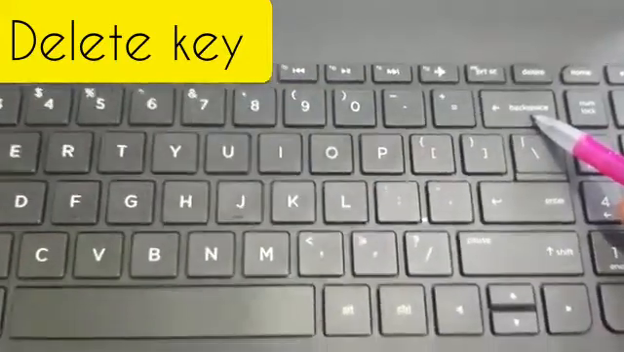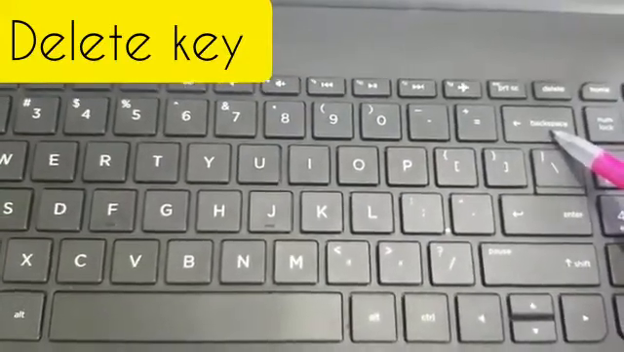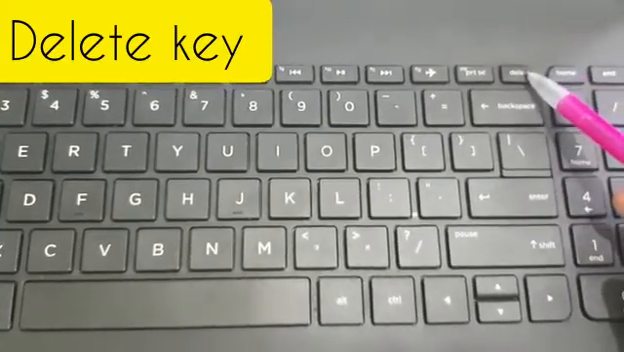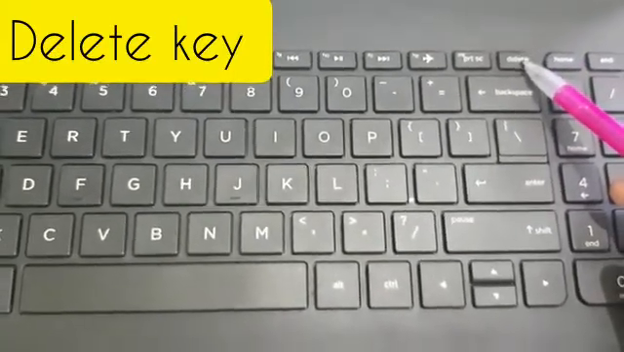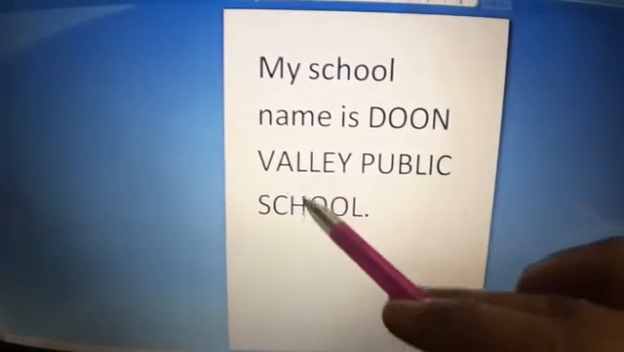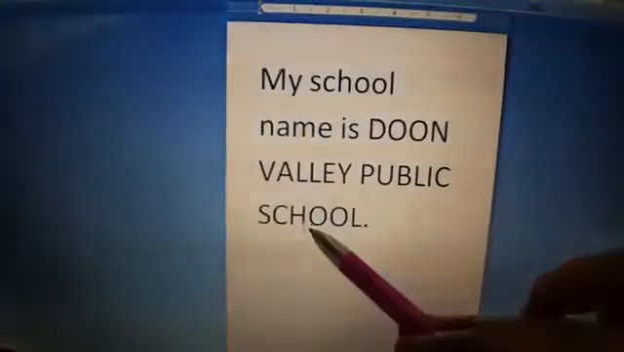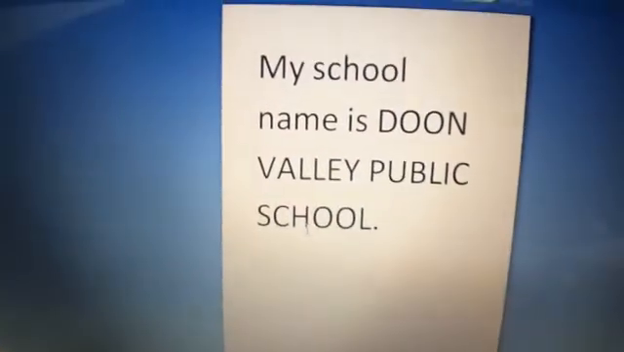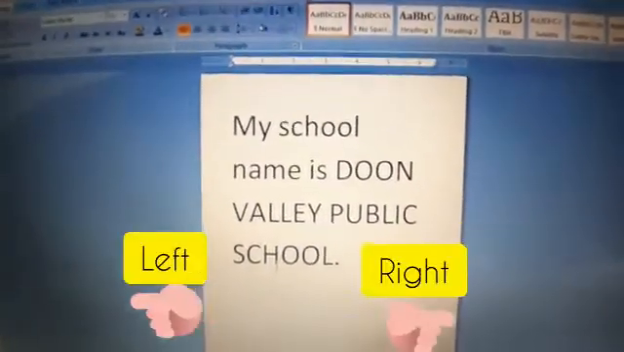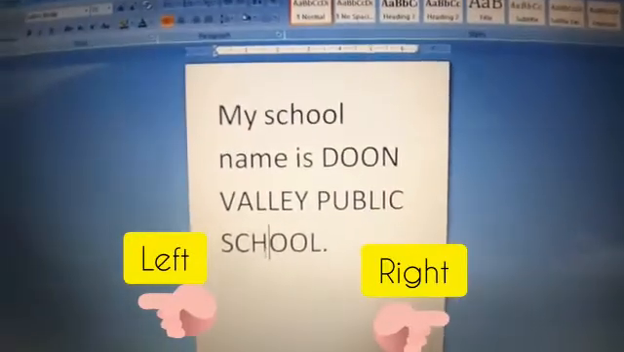See children, backspace key erases the letter to the left of the cursor and delete key erases the letter to the right of the cursor. See children, this small black blinking line is called cursor, right? Now children, if I press this backspace key, it will erase the letter to the left of the cursor. Okay children? So children, I will press this backspace key.